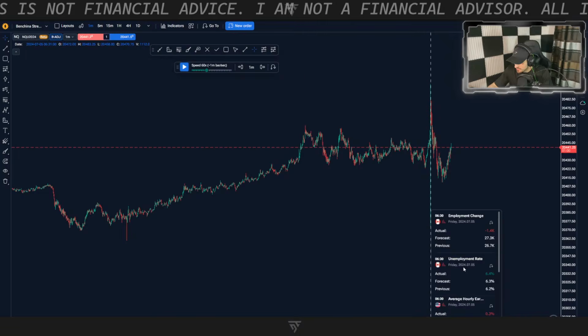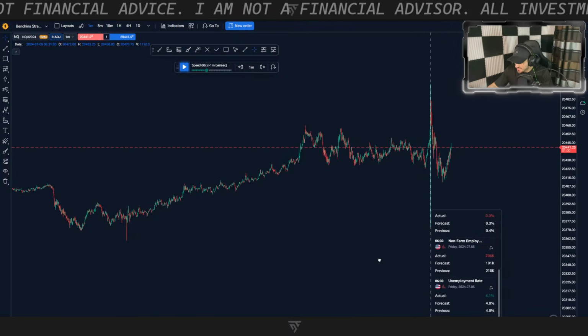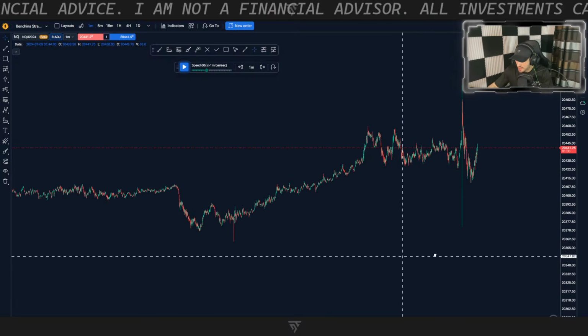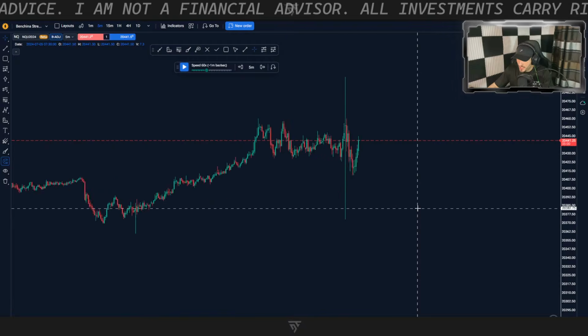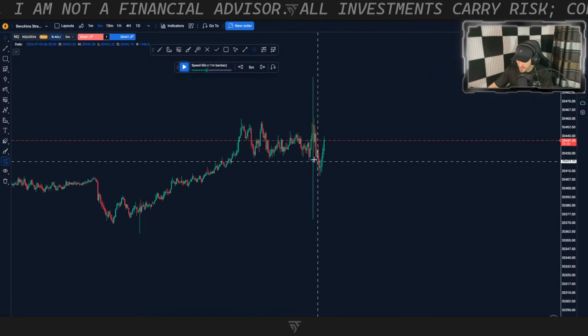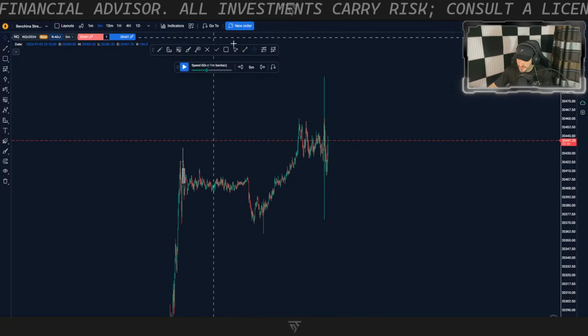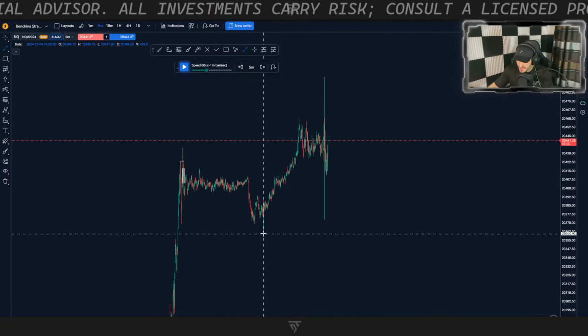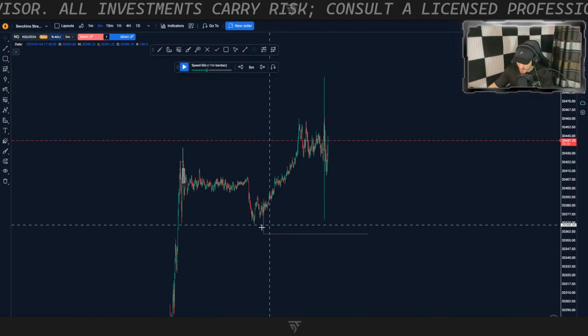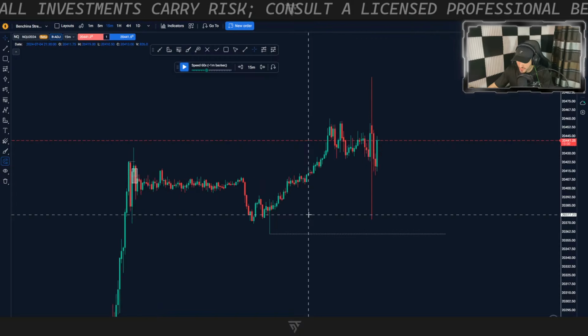Employment change, unemployment change, NFP. Whoa, we had everything all at once. And an interesting candle that formed, like a huge doji on the higher time frame. So if you just look, this is the protected swing on the 15-minute too, if I'm not mistaken.